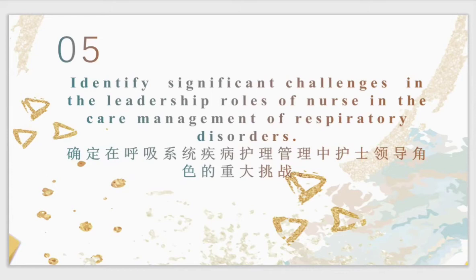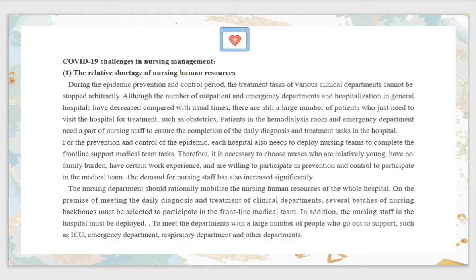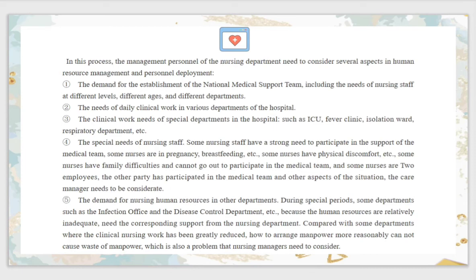What are the major challenges of the nurse's leadership role in the management of respiratory disease? The first problem is the relative shortage of nursing manpower. During the epidemic period, a large number of patients need to come to the hospital for medical treatment. So a part of the nursing staff is needed to ensure the daily hospital diagnosis, treatment and nursing tasks, complete the prevention and the control of the epidemic. Hospitals also need to deploy nurses to complete the task of the national support teams. Therefore, the nursing department should reasonably allocate nursing human resources of the whole hospital according to the situation.